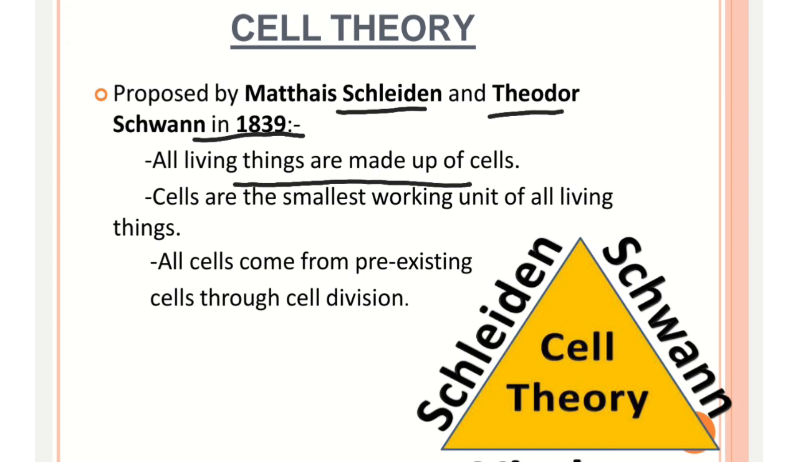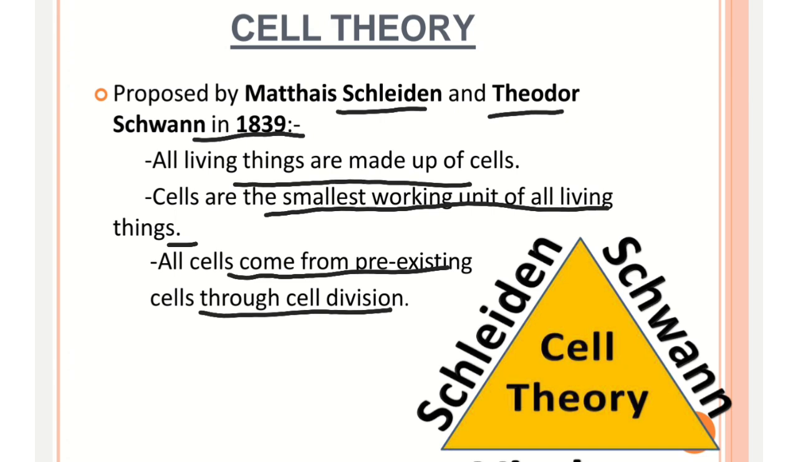कि जितने भी living beings होते हैं, living cells होते हैं, living organisms होते हैं, किसके बने होते हैं, are made up of cells. Next, cells are the smallest working unit of all living things. ठीक है. Next, उसके बाद all cells come from pre-existing cells through cell division, which means all cells arise from the pre-existing cells. This idea was later added by Rudolf Virchow through the process of cell division.